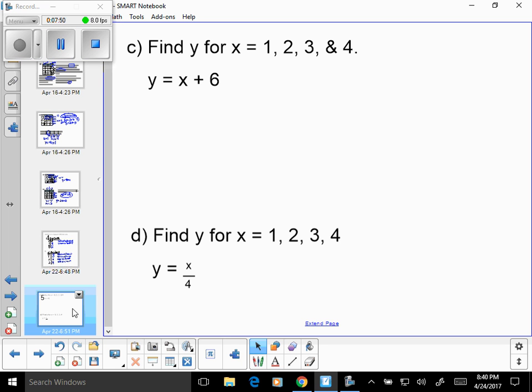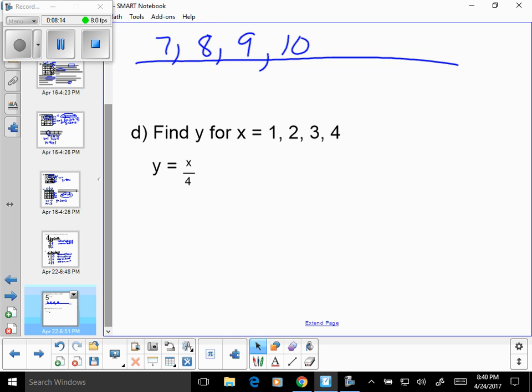Instead of putting it in a table, they're just going to give you what they want you to use for x, and then they're going to give you a function. Generally what they're going to do is give you a line to write on, hopefully straighter than what I've just done. You just substitute and write it down. 1 plus 6 is 7. 2 plus 6 is 8. 3 plus 6 is 9. 4 plus 6 is 10. All right, this time, again, you hit pause and you do D.